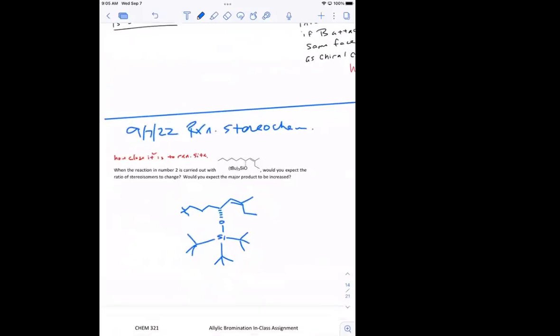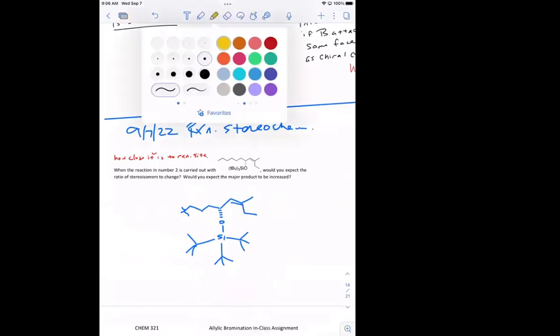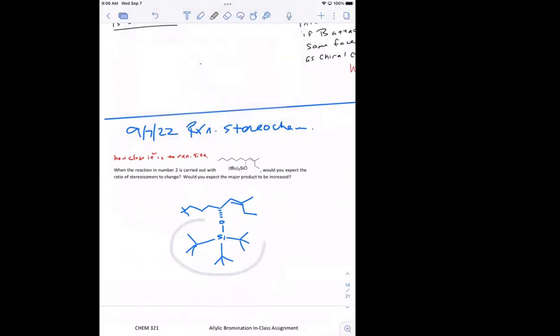The question asks now, when the reaction at number 2 is carried out with this molecule with the tert-butyl substituents on it, would you expect the ratio of stereoisomers to change? Would you expect the major product to be increased? What do you think? Make that substituent that's at the chiral center bigger. What should happen to the ratio of stereoisomers?